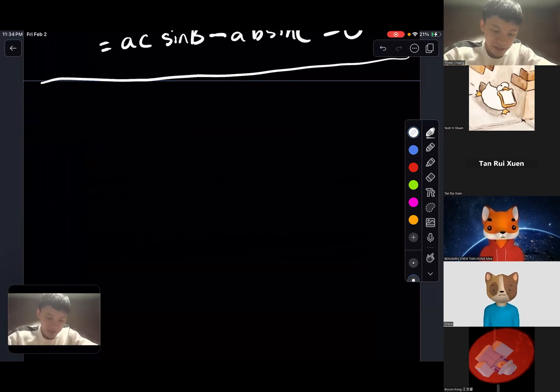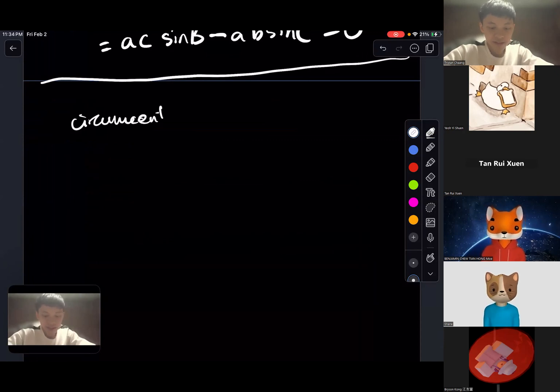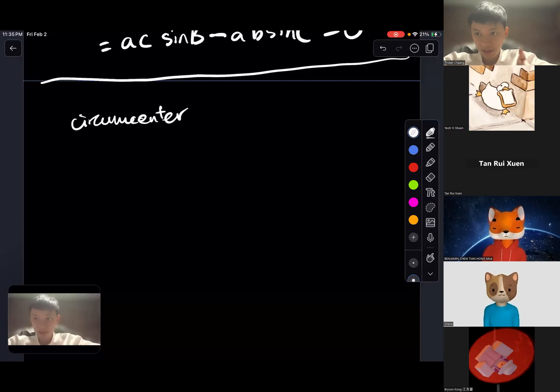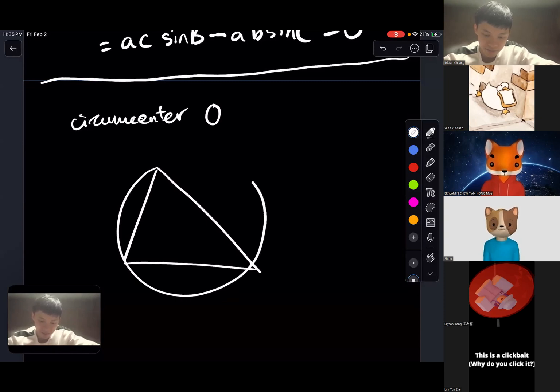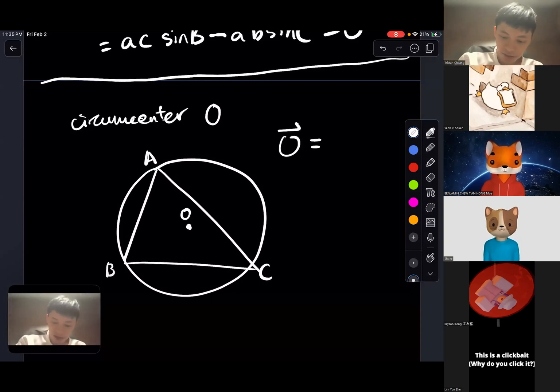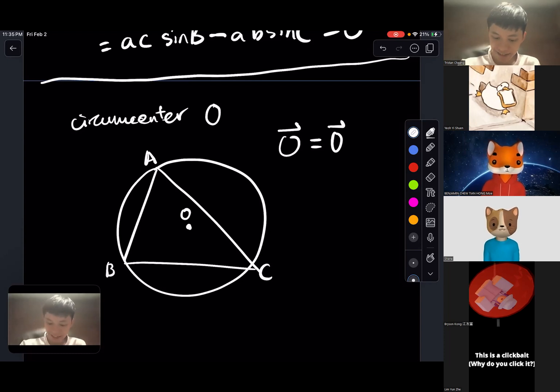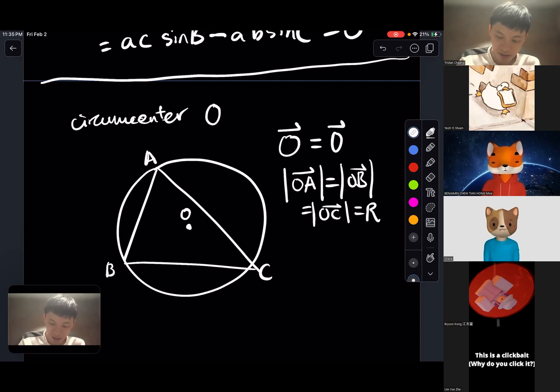So let's say now I set O as the circumcenter. This is nothing to do with barycentric anymore. Previously I said you can set O anywhere, and the barycentric coordinate won't change. So now if the circumcenter is O, I'm going to make this the origin. So O is zero, the zero vector. And for example, the length of OA, the length of OB, the length of OC, they're all equal to R.